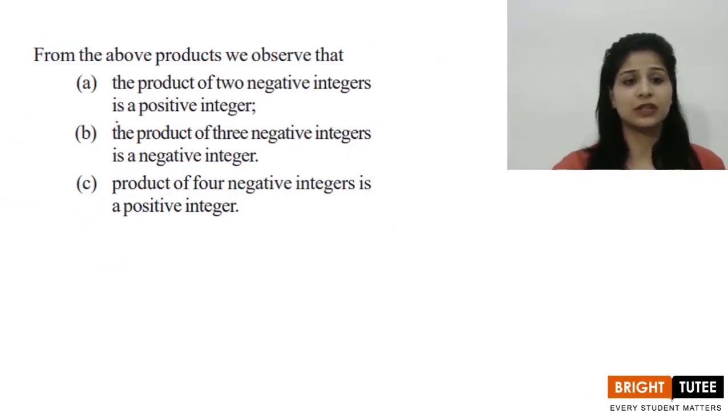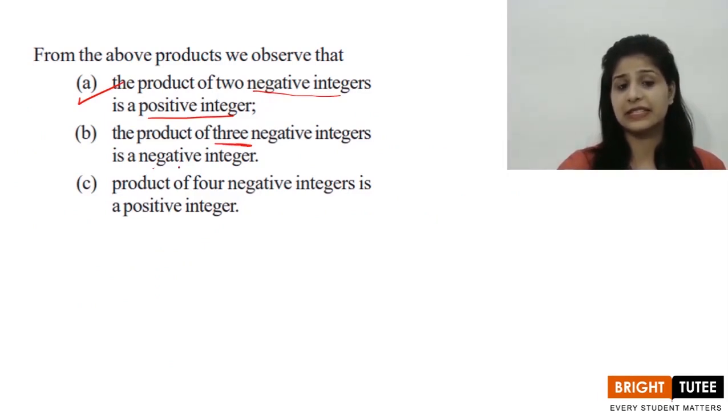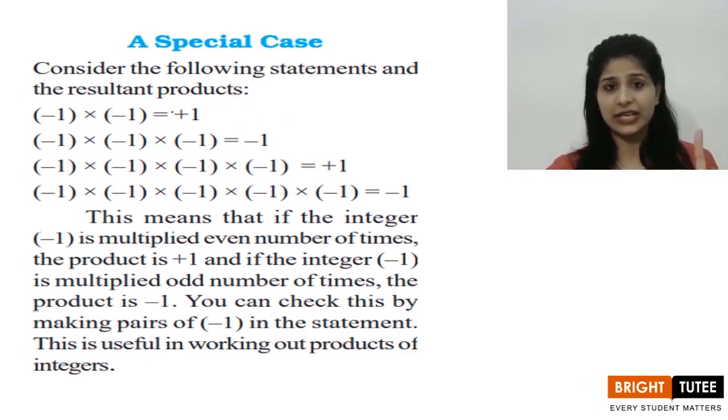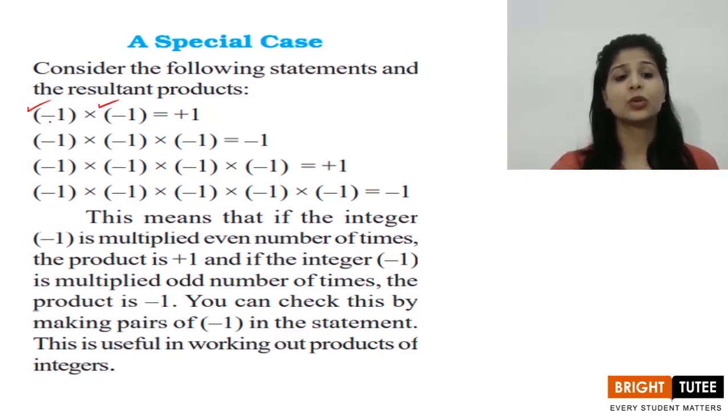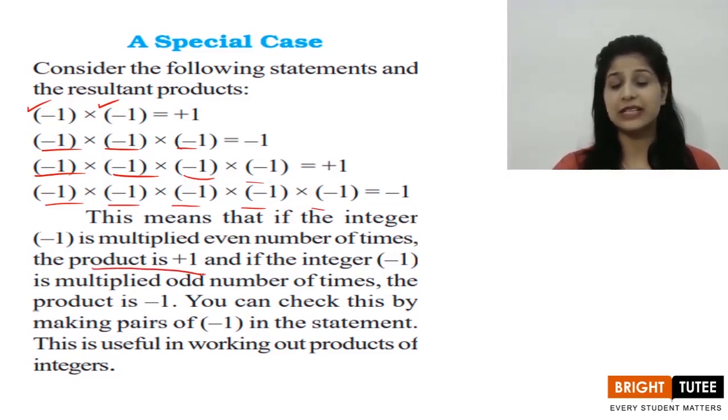So we observe that the product of 2 negative integers is a positive integer, the product of 3 negatives is negative, and the product of 4 negatives is positive. One special case to observe: 1 into 1 is always 1, so we are always going to get 1 as the answer with a positive or a negative sign. Here they are odd, so we get negative. Here they are even, so we get plus. Again they are odd, so negative. This means if the integer minus 1 is multiplied an even number of times, the product is plus 1, and if it is multiplied an odd number of times, the product will be minus 1.